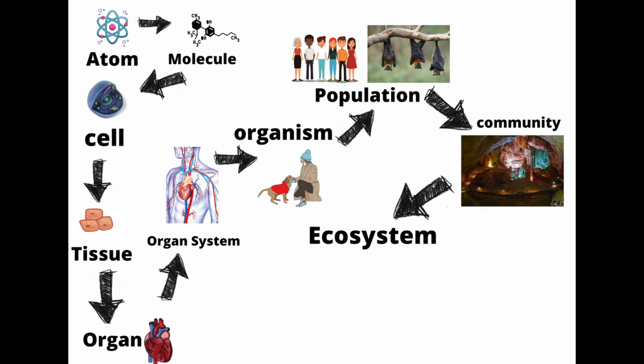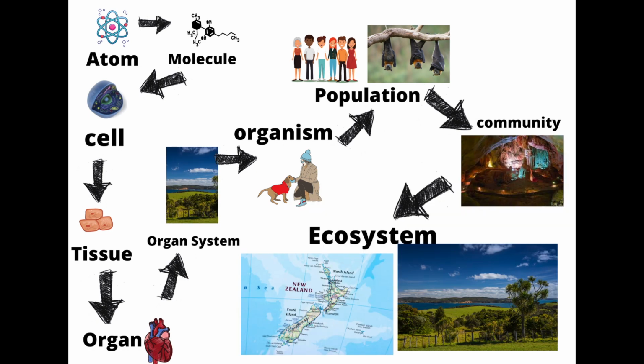After community, we have an ecosystem. An ecosystem is all of the communities in a particular area, but it also includes the physical environment in which they live. Ecosystem basically includes the community and population and all the organisms, but added to it is the physical environment, like the trees, the ocean, the grasslands, the mountains, everything in which they live that is part of Earth. That is an ecosystem.